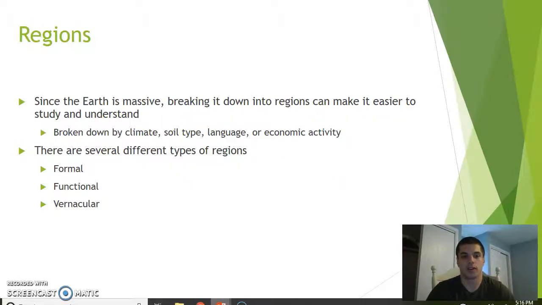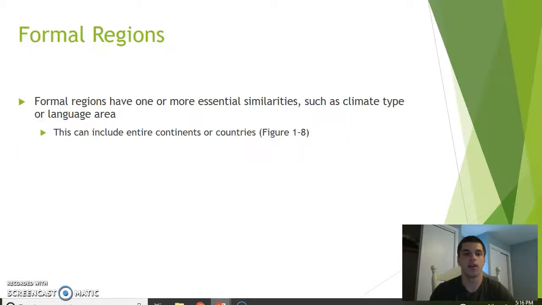Regions are specific areas of land that are bound together by similarities. So usually they're broken down by climate, soil type, language, or economic activity. There's three different types of regions: formal, functional, and vernacular.